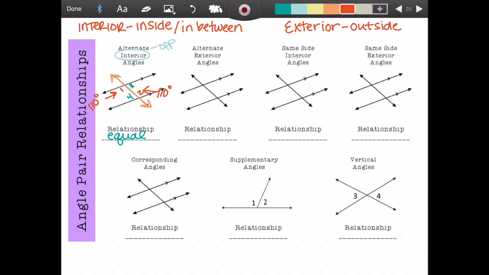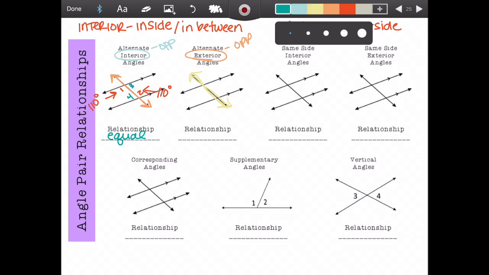Moving on, alternate exterior angles. Again, keyword here, exterior. So you know you're going to be looking on the outside of the parallel lines and on opposite sides of the transversal, the line that cuts the parallel lines. Here's one set, angle 1 and angle 2. They're both on the outside and on opposite sides of the transversal. Another set would be angle 3 and angle 4, where again they're both on the exterior of the parallel lines on alternate sides of the transversal.